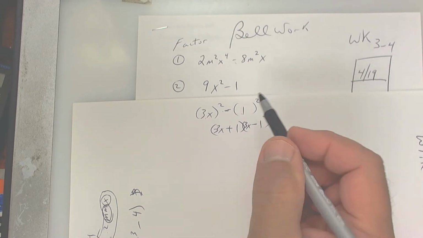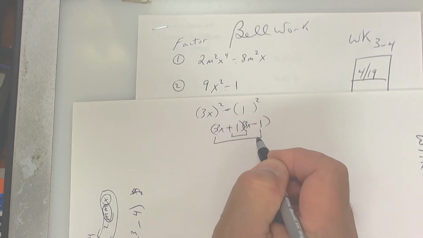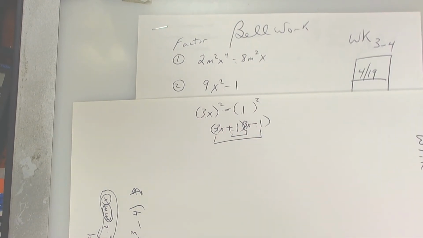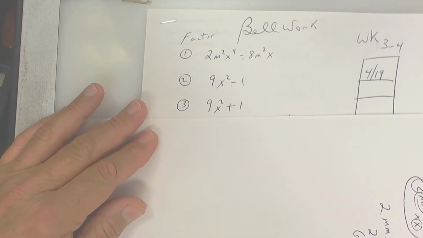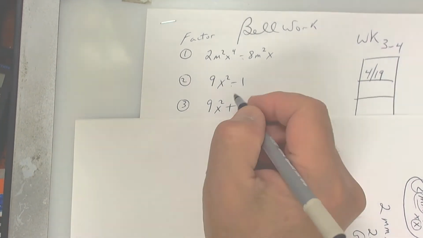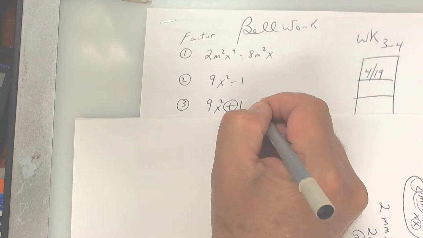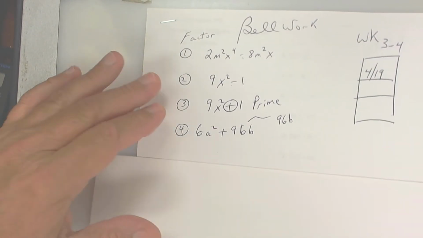And what happens is there's no middle term. So if you do the outer and the inner, it is a negative 3x, and the inner is a positive 3x, and that cancels out. So it's called the difference of 2 squares. This one right here, it looks like the same thing, but it's a plus. So it's not the difference, therefore it's prime. You can't factor it. Trick question.